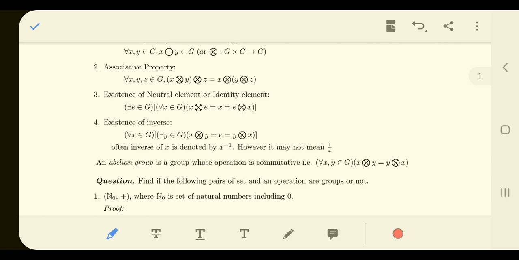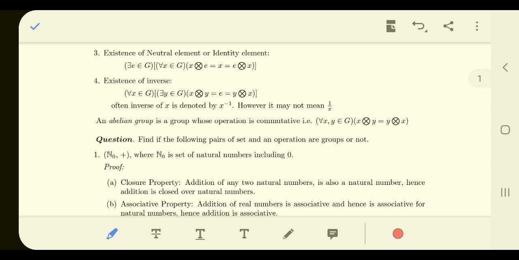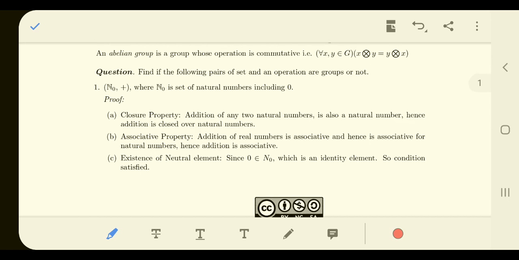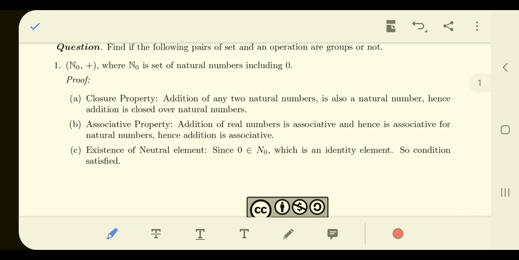Now what could be the question? The question could be like, if the set of natural numbers inclusive of 0 with usual addition, is it a group or not? Okay, let us see. We have written a proof over here. We will go one by one through all the properties and try to see whether this set fulfills the properties or not. So first thing is the closure property.